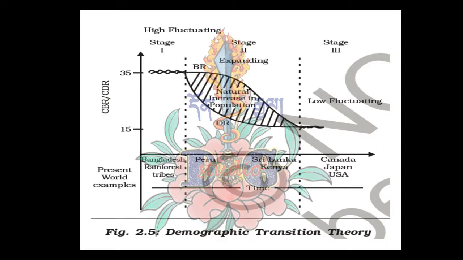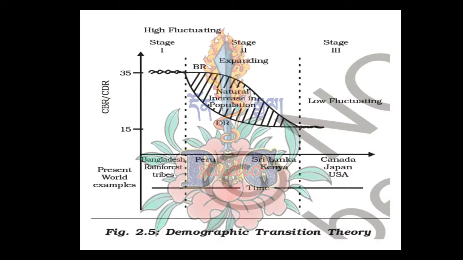And in the third stage, both the birth rate and death rate decline considerably. So the population is either stable or grows very slowly. This type of population growth is also known as the mature demographic stage. Countries such as Canada, Japan, and USA are experiencing the third stage, because in these countries they have a very low death rate and very low birth rate.